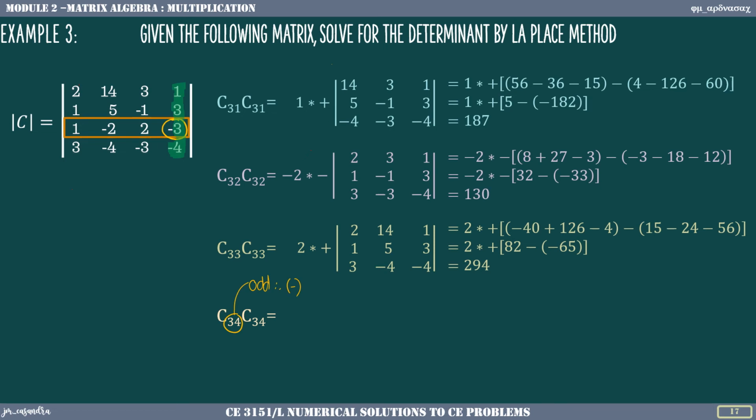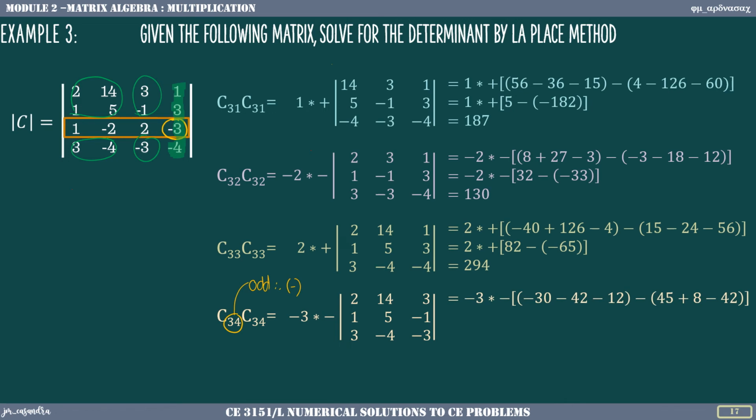Then we are going to use the following elements for our minor matrix. So we have 2, 14, 3, 1, 5, negative 1, 3 minus 4 minus 3. So simplifying, we'll now get the value of the element 3, 4 times its cofactor, which is equal to 285.